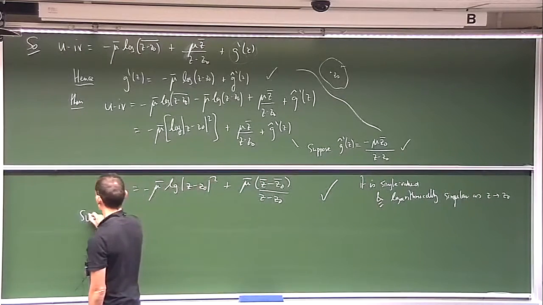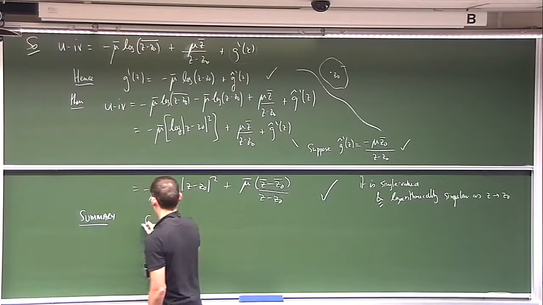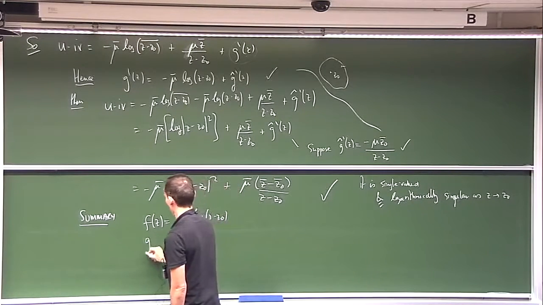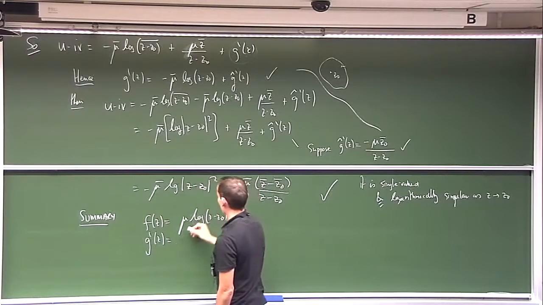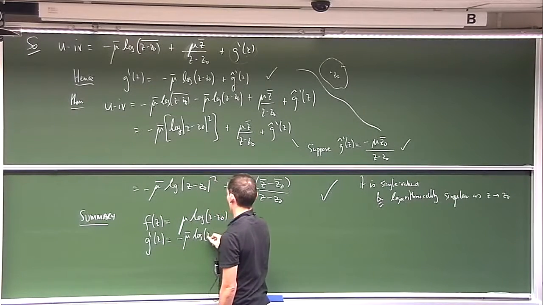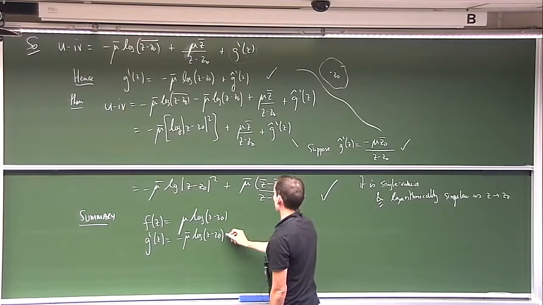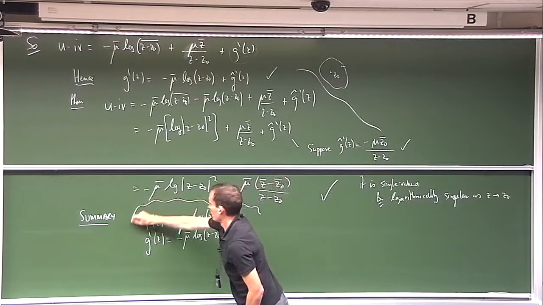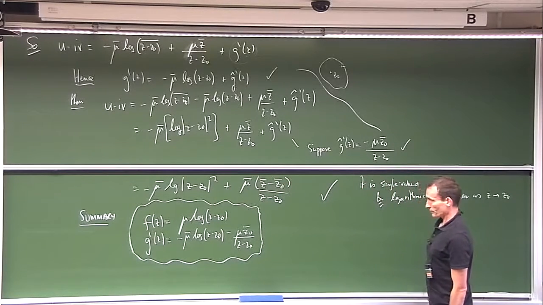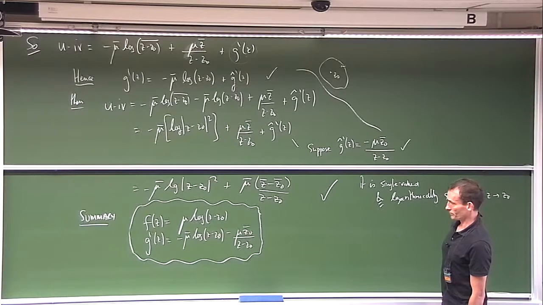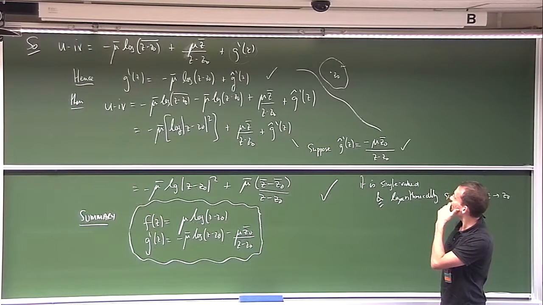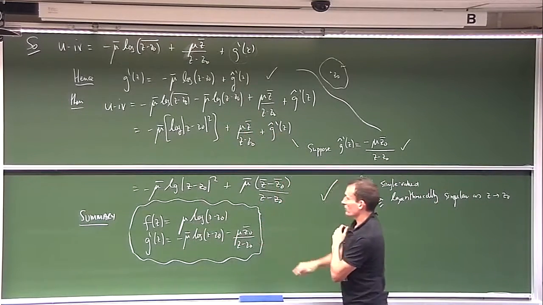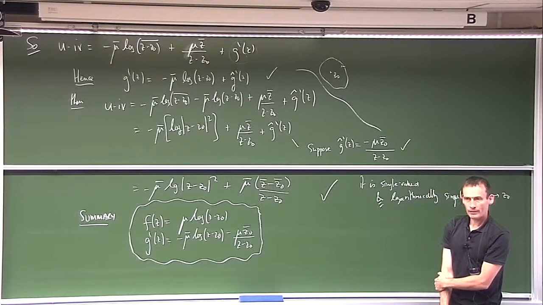So, summary. Was it minus mu bar? See, if I put g hat prime to be this, then I've just put it into there, and so the whole thing was that. Everybody understand?